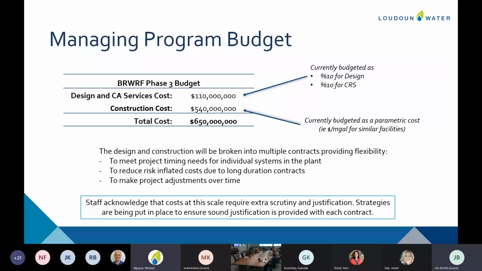We also wanted to acknowledge that we realize that numbers of this level require extra scrutiny and justification. So as individual contracts come forward, we will provide you all the background that we can to say these costs are justified and this is why. But at this point, this is just an overall budgetary number.